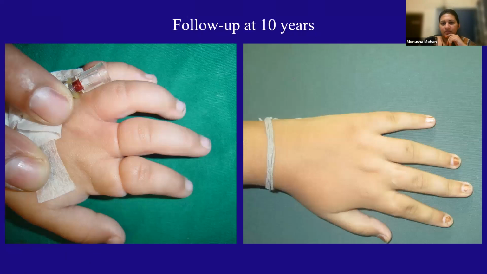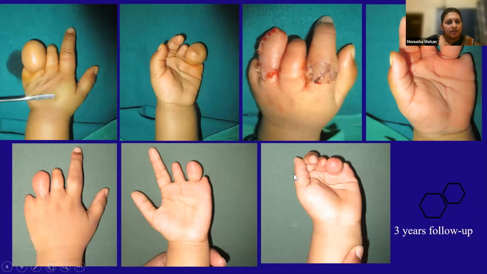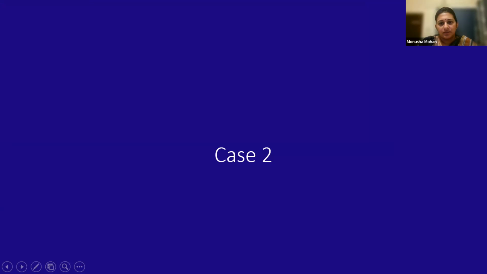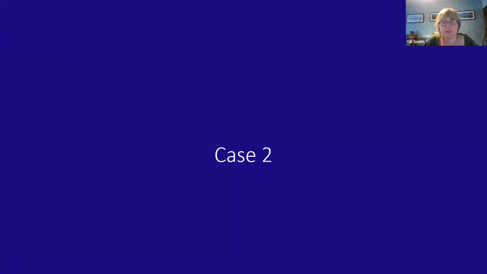So this is just some long-term follow-ups that we have had. You can see an infant where we have done Z-plasties. Again, it gives a good contour, like Dr. Gill said. This case has got really big distal lymphedema. So we have done Z-plasties in both the digits, and this is a 3-year follow-up. So shall I go to the next case, Dr. Gill? Yes, please, if you will.